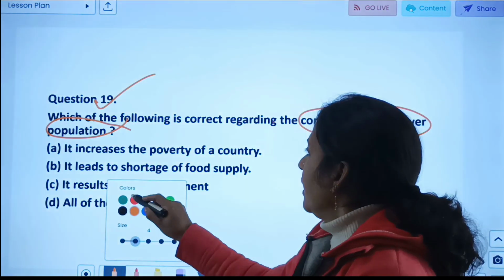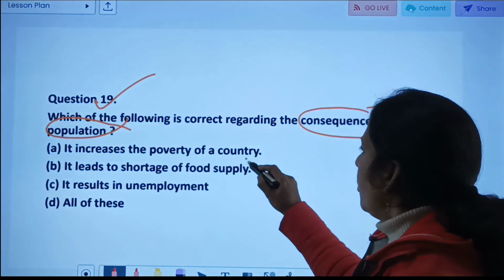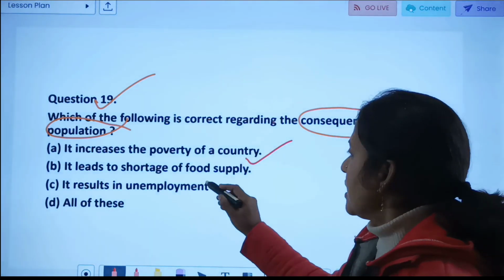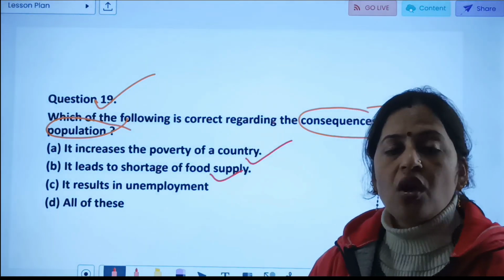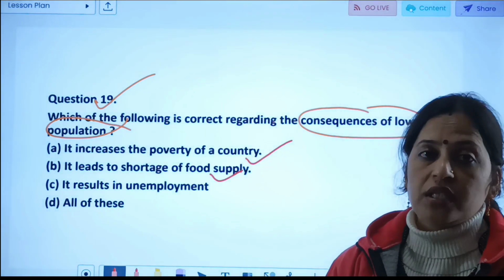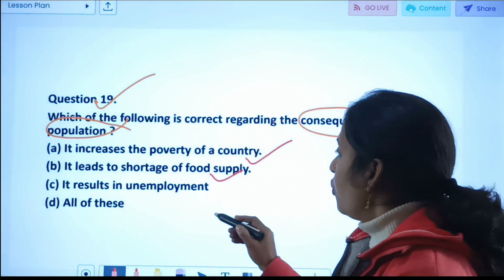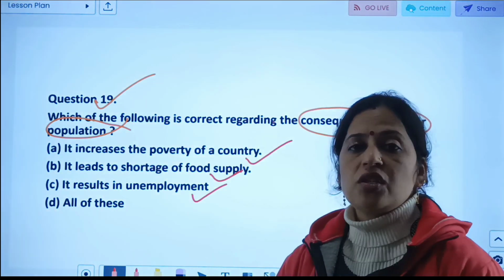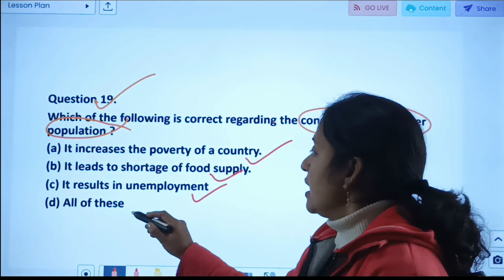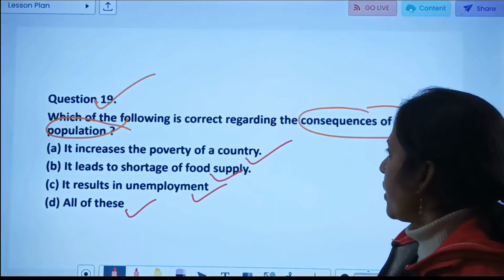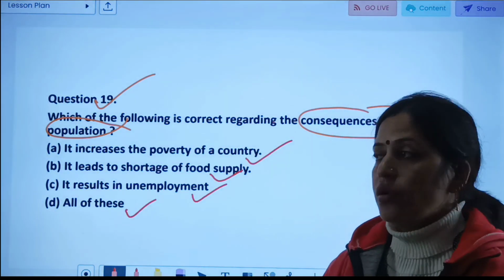Options दिए गए हैं. One is it increase the poverty of the country. Second one is it leads to the shortage, not storage but shortage, of the food supply. Third one is it results in unemployment, and D is all of these. So which of the following is correct regarding the consequences of the lower population?